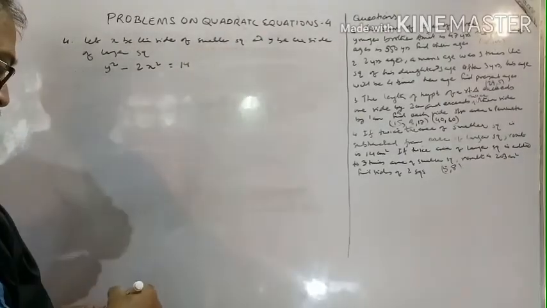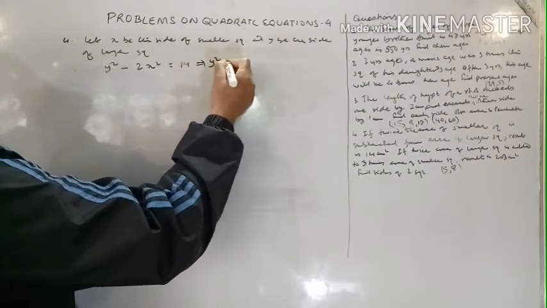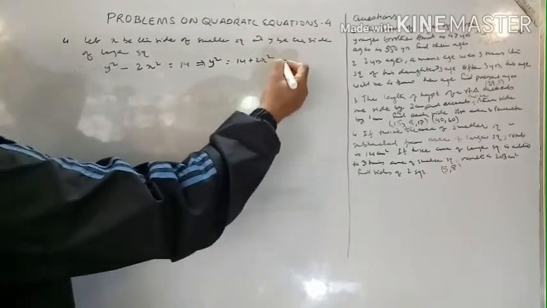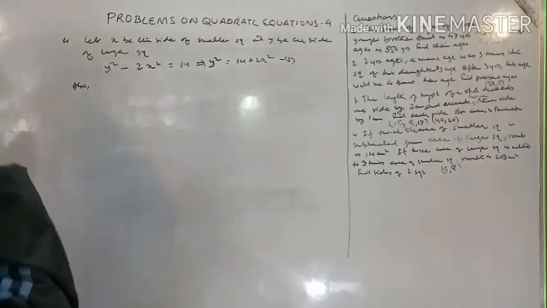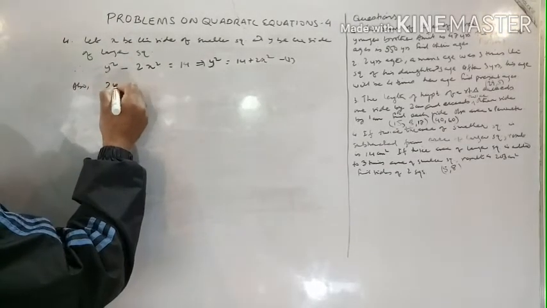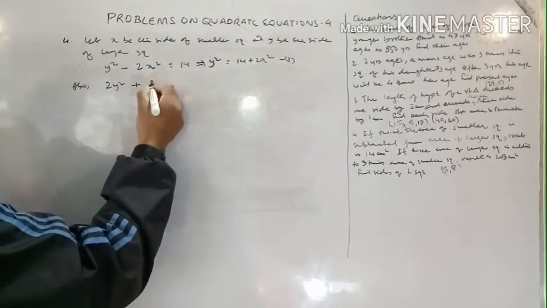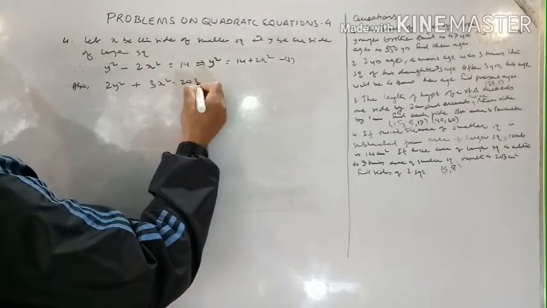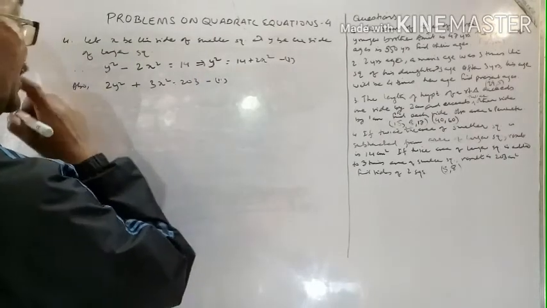This implies y square is equal to 14 plus 2x square. So equation number 1. We also have another condition given there. If twice the area of larger square, means 2y square, is added to 3 times the area of smaller square, and the result is 203. So equation number 2. So we got 2 equations.